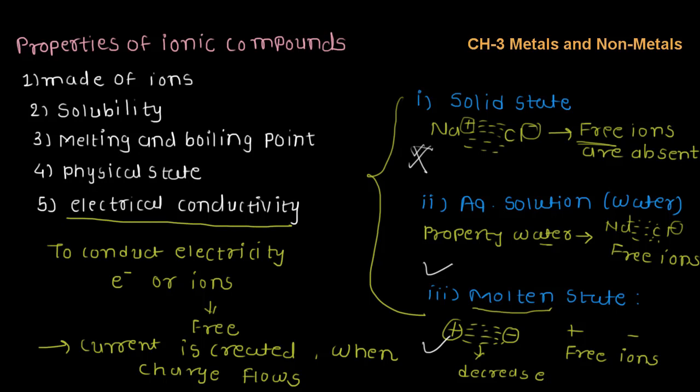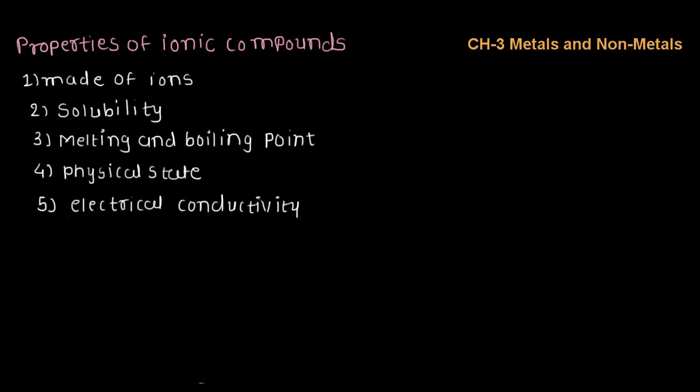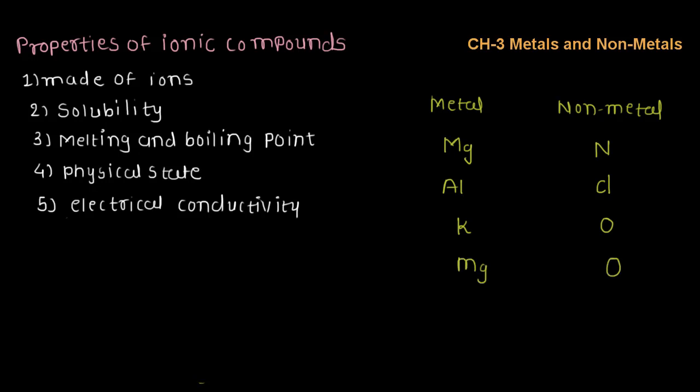Now I am giving you the homework about the reaction of metal and non-metal. First of all, magnesium and nitrogen, aluminum and chlorine, potassium and oxygen, magnesium and oxygen. You have to write the ionic compound and the chemical formula also. So this is the homework for you.